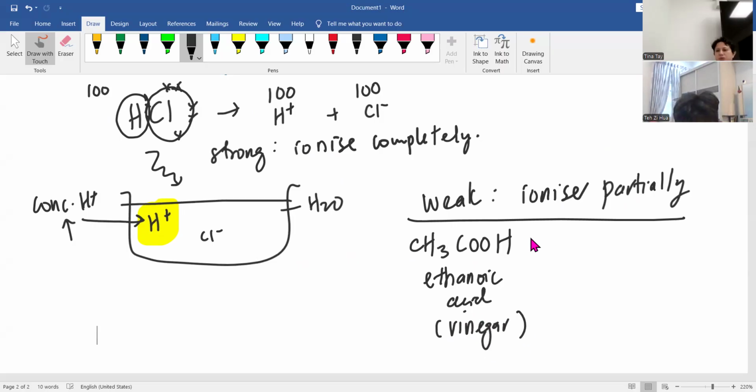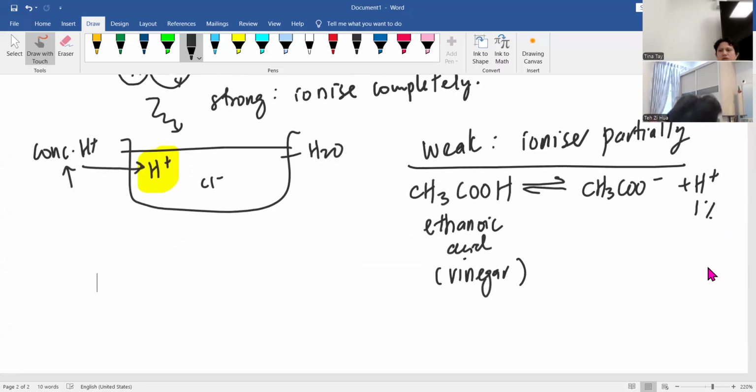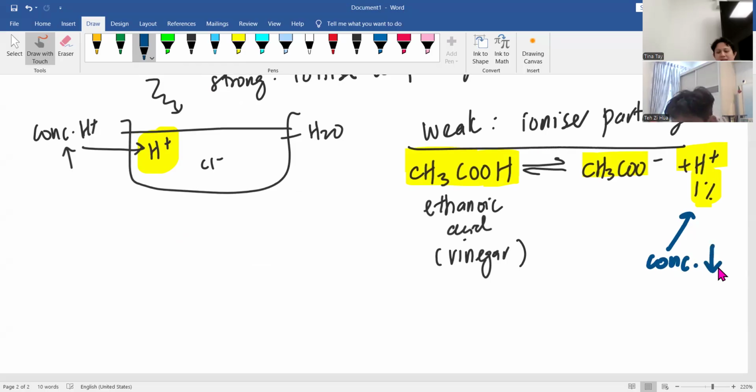So if this is a molecule, it will ionize only partially and the equation is reversible. That means you only have 1% hydrogen ions, a very low concentration. So it's in equilibrium. You will have a mixture of this molecule, this ion, and this ion, but only 1% will be this ion. Most of it will still be molecules. So the concentration of hydrogen ions is very low, so it is still reversible. It's still acidic, still sour. It can still react with base, but at a very low concentration.